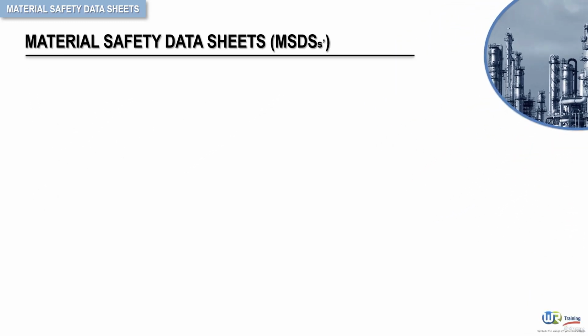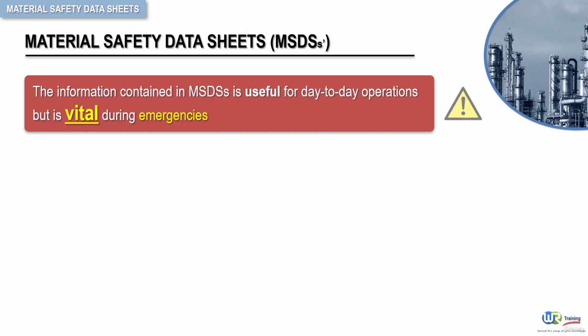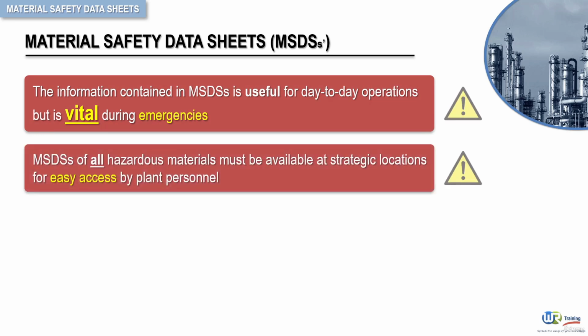Safety data sheets contain useful information for the safe handling of hazardous materials. They are prepared to provide clear and concise information for quick reference. The information contained in safety data sheets is useful for day-to-day operations, but is vital during emergencies. Safety data sheets of all hazardous materials must be available at strategic locations for easy access by plant personnel, for example, in the control room. They must also be provided to emergency response services to ensure that correct measures are taken in the event of an incident.